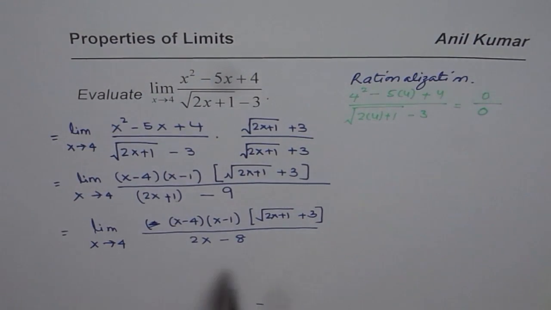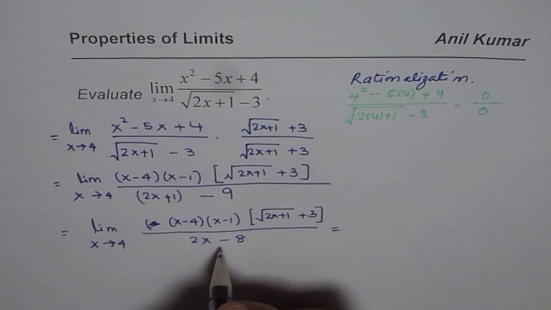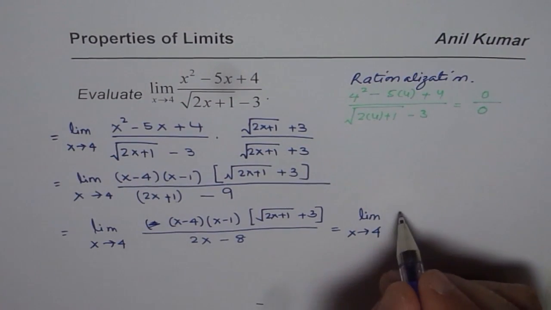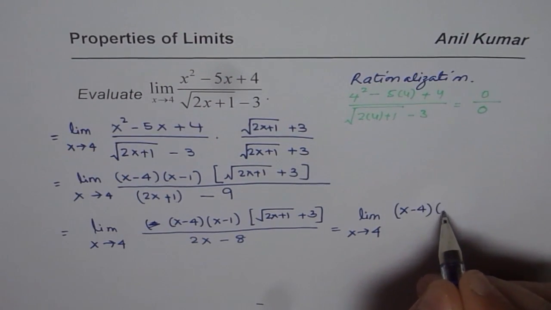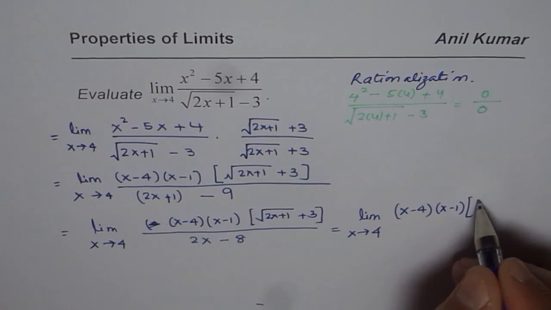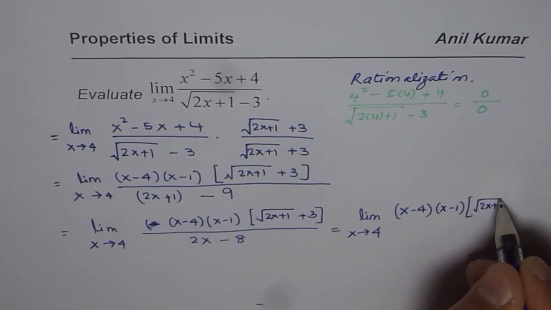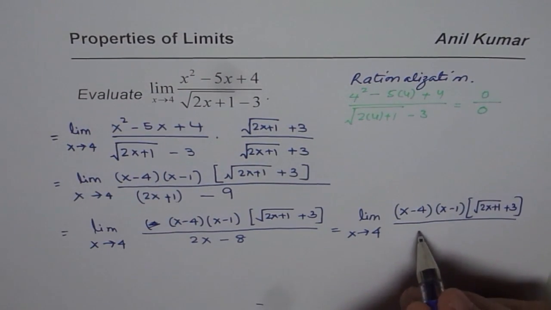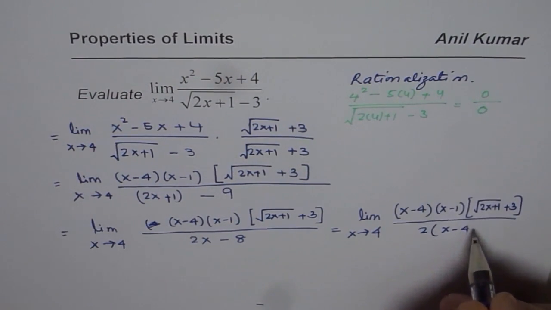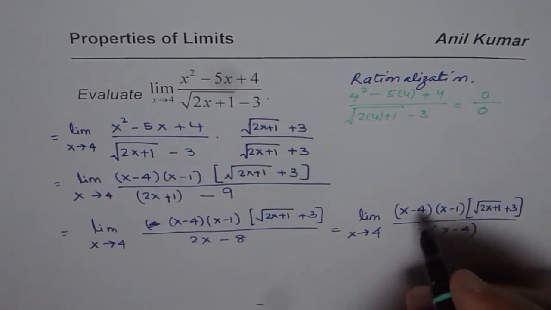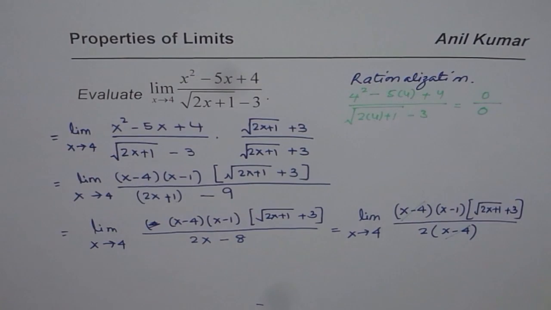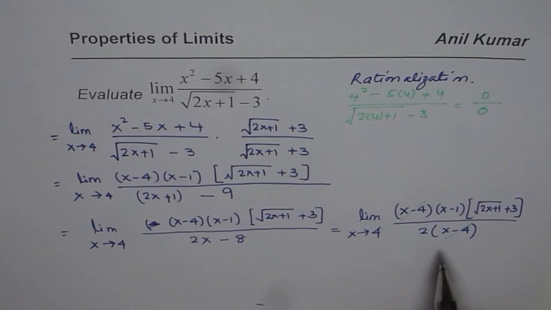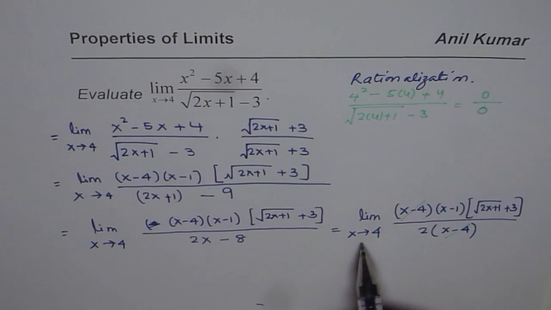Now 2x minus 8, you could factor this. Let me rewrite here. After factoring, we have limit x approaches 4, x minus 4 times x minus 1 times square root of 2x plus 1 plus 3 divided by, you can take 2 common, so we get x minus 4 in the denominator. Now x minus 4 and x minus 4 cancel out. That was giving you 0 in the numerator and 0 in the denominator. So we know x cannot be 4, but when we find the limit, we can approach this value.